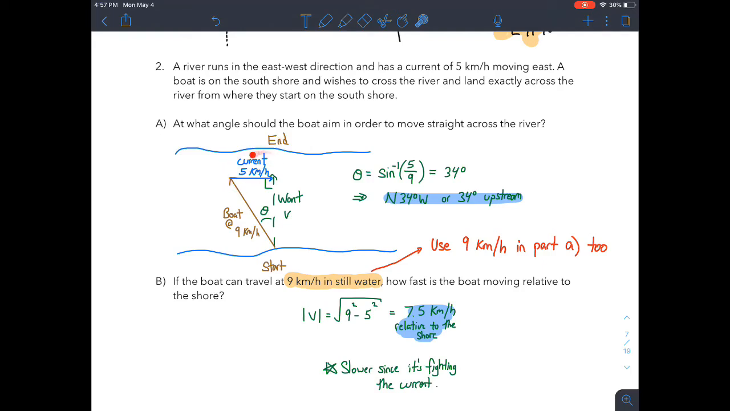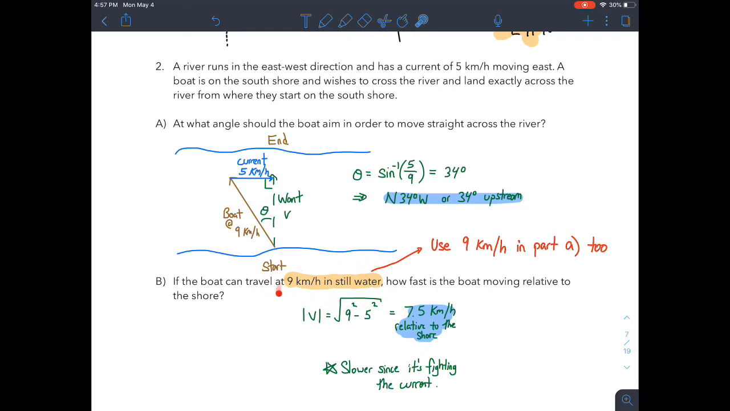But we have this current pushing east, which means this boat has to aim along this brown line here so that the current pushes it directly across. Now, I kind of messed this question up. This 9 kilometer an hour in still water fact was supposed to be up here. So we're going to use this in part A as well.